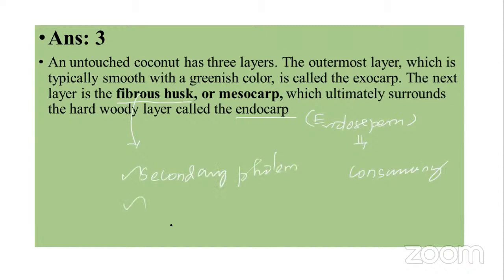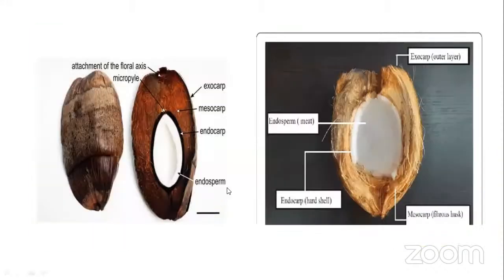Okay, secondary phloem is made up of cellulose, which you already know is used for kite making. Secondary phloem fibers. Don't forget, my dear students, this is very, very important. Many times these questions were asked in NEET. See that one? This is exocarp, this is mesocarp, this is endocarp, and this is called the endosperm.